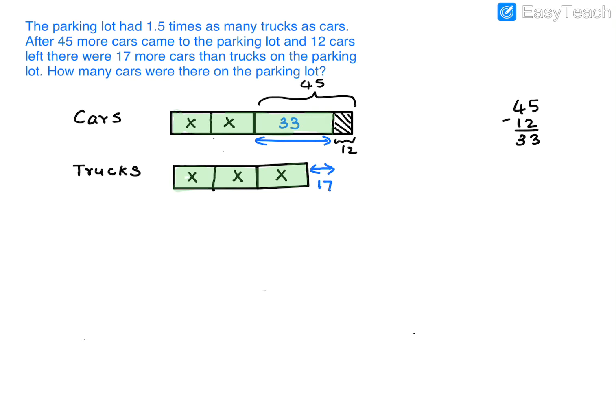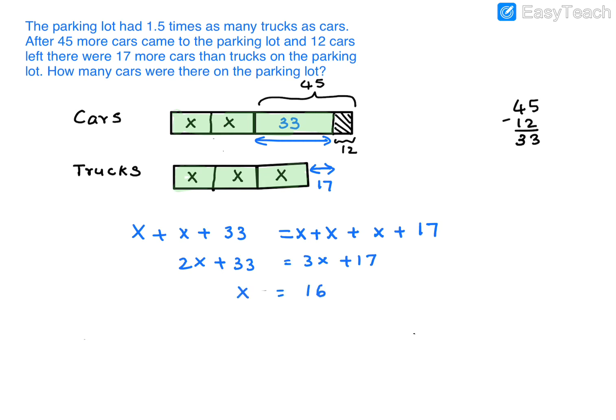Let's mark it as x plus 33 is equal to x plus 17. I'm sorry, I missed a x. Now solving the equation, you get 2x plus 33 is equal to 3x plus 17, and solving further, x is equal to 33 minus 17, which is 16.